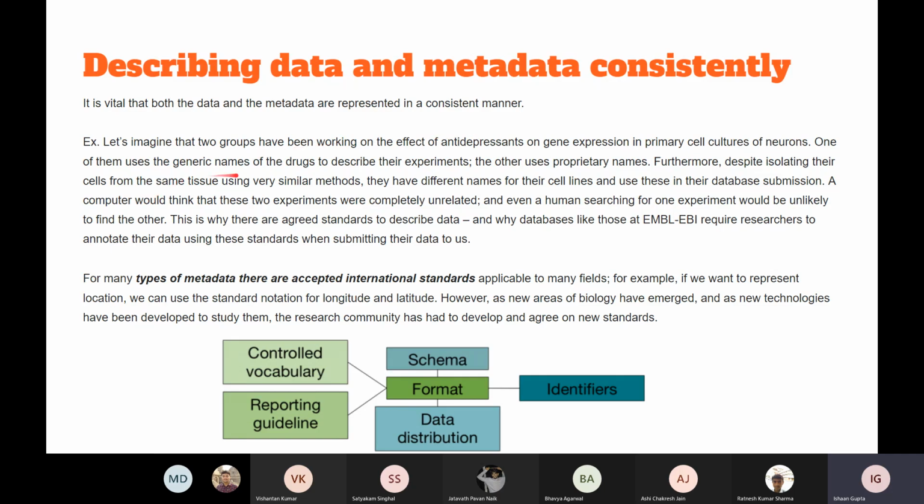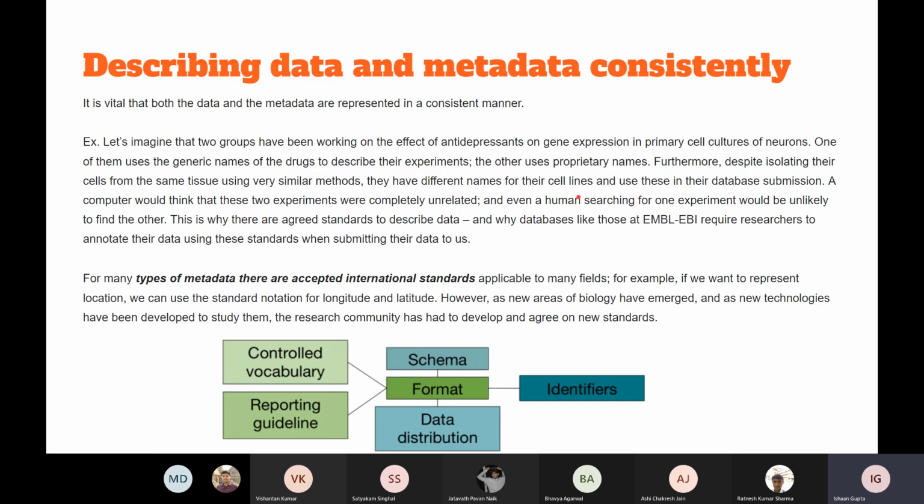One of them uses generic names of drugs to describe the experiment. The other one uses proprietary names. Now, although you have isolated the cells from the same tissue using very similar methods, they will have different names for the cell lines and use these in their database submissions. A computer would think that these two experiments are completely unrelated. And even when a human is searching for one experiment, it would be unlikely to find the other because the names of the drugs are different, and the people will give their own names to the cell lines, right?